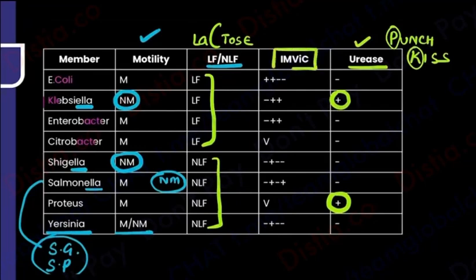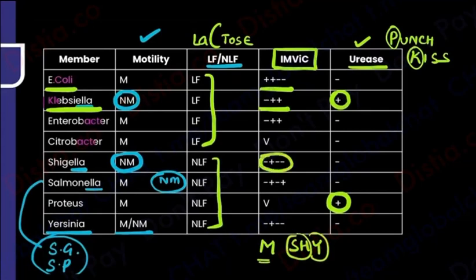Finally comes the IMViC testing. Firstly, if I differentiate E. coli and Klebsiella, E. coli was plus, minus, and Klebsiella was the opposite, minus, plus. Then there was a mnemonic called I am shy, meaning Shigella and Yersinia have methyl red positive. Find them: Shigella, yes, methyl red positive. Yersinia, yes, methyl red positive. Finally, Salmonella. Salmonella was the Vidal test one, OH. Instead of learning OH, you will learn minus, plus, and that is also done. Others you don't have to learn.